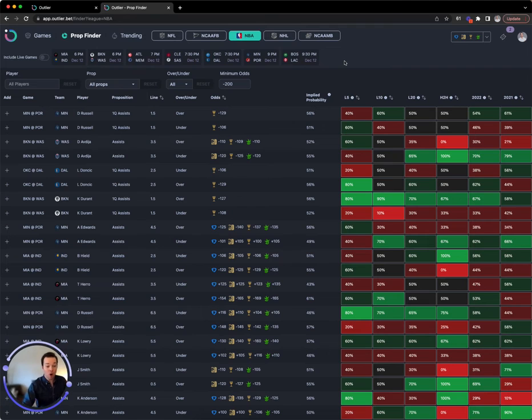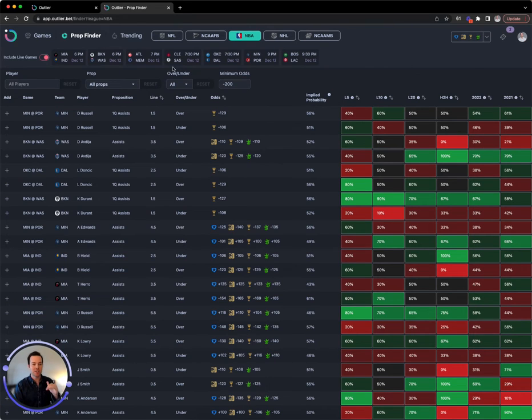So if I wanted to, I could sort by a particular game. Let's say I only want to see Heat Pacers. I could click that if I wanted to, and I'd only see those props. If I only wanted to see Nets Wizards, I could do the same. If games were currently happening, I could include live games and see live player props. But it's Monday morning, so we're not seeing that right now.